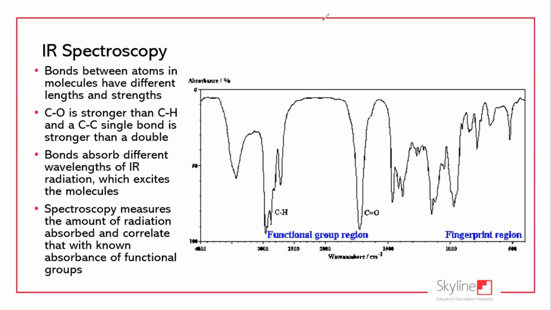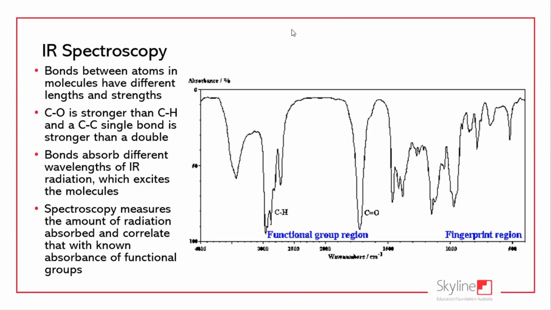And this is just saying that this energy level at around 1700 per centimeter, the wave number, corresponds to the amount of energy required to make a C double bond O bond, a double carbon oxygen bond, vibrate. So bonds will absorb different wavelengths of IR radiation, which excites the molecules. And spectroscopy, essentially, all it does is measure the amount of radiation absorbed and correlate that with the absorbers of known functional groups.